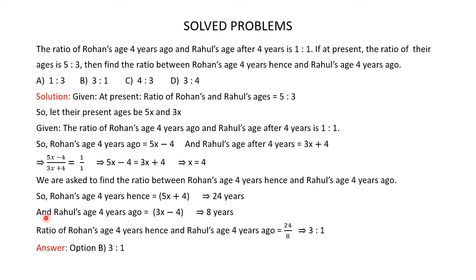Now Rahul's present age is 3x. So Rahul's age 4 years ago would have been 3x minus 4. We know that x is equal to 4. So 3x minus 4 is 8 years. So the ratio of Rohan's age 4 years hence and Rahul's age 4 years ago is 24 divided by 8, which is 3:1. So the required ratio is 3:1. The correct answer is option B, 3:1.